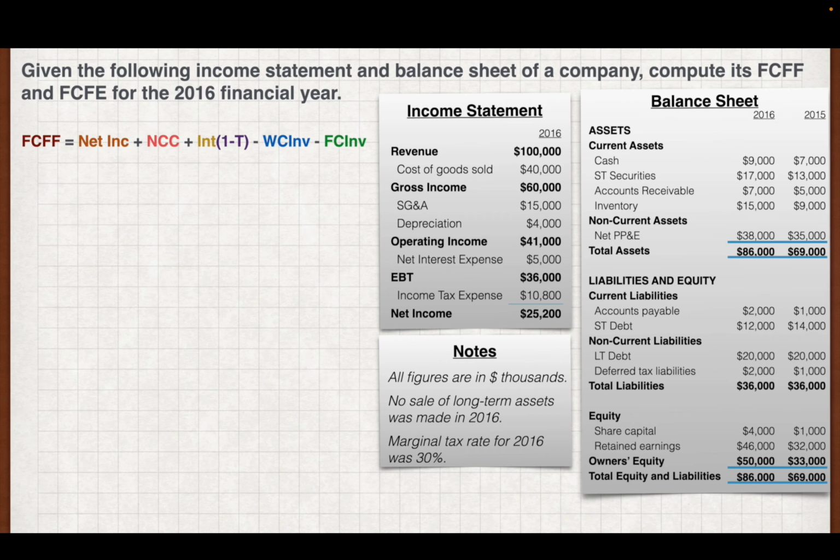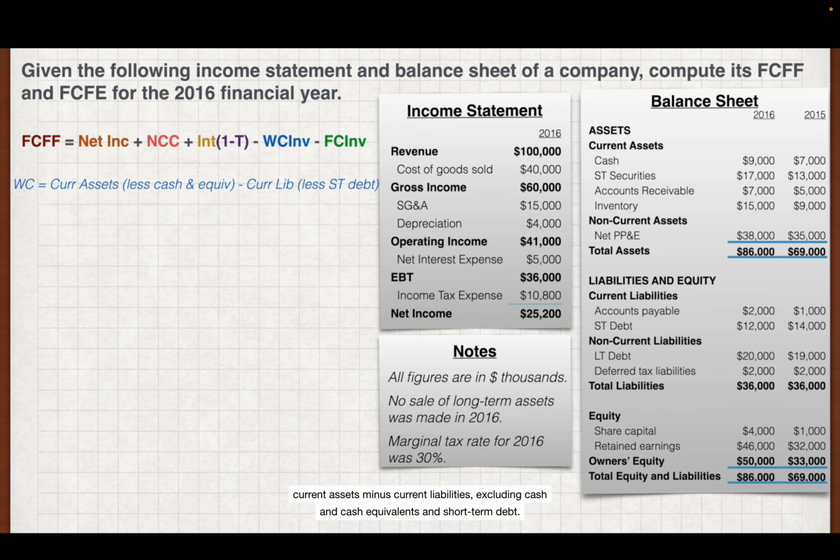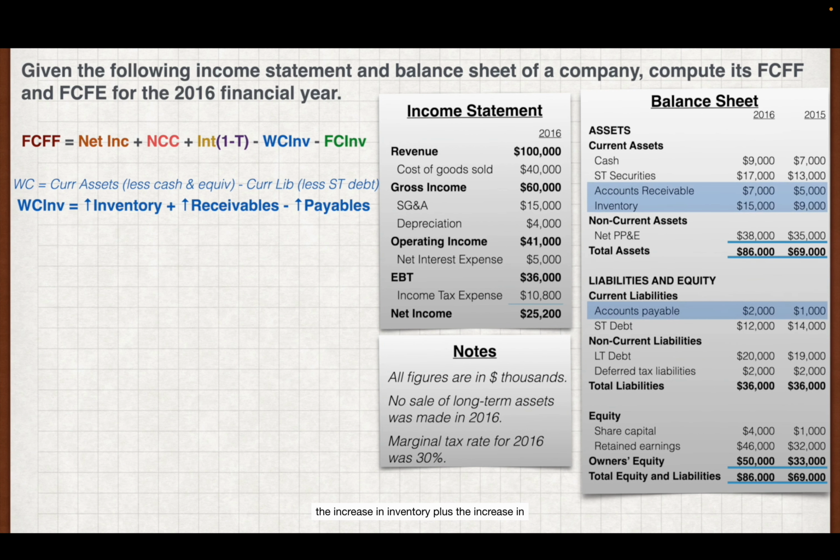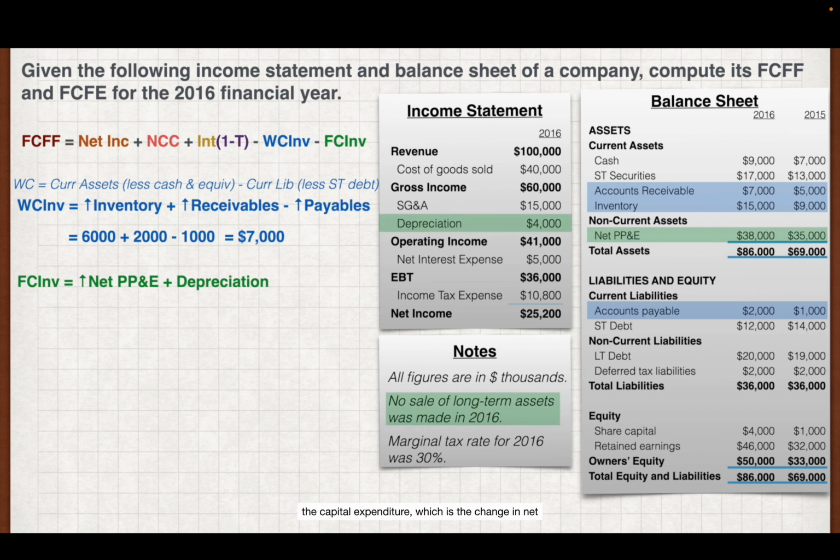And we're back. Let's start with calculating working capital investment. We learned earlier that working capital is current assets minus current liabilities, excluding cash and cash equivalents and short-term debt. For this example, the working capital investment is the increase in inventory plus the increase in accounts receivable minus the increase in payables. Plug in the figures, we get $7 million. Next, fixed capital investments. Since we're told there was no sale of long-term assets, the fixed capital investment is therefore just the capital expenditure, which is the change in net PP&E plus depreciation. Plug in the figures, we get another $7 million.